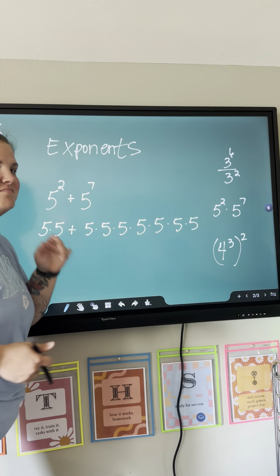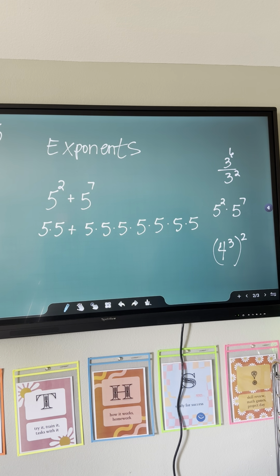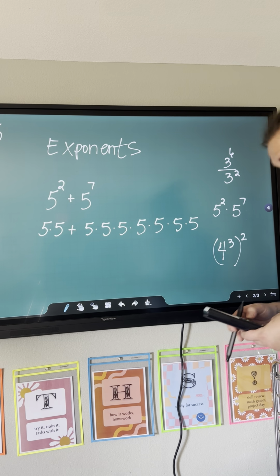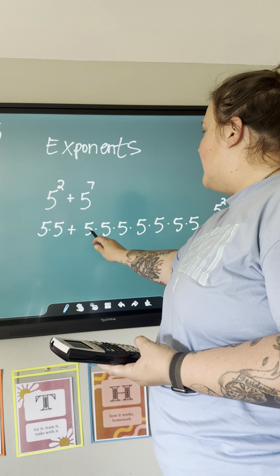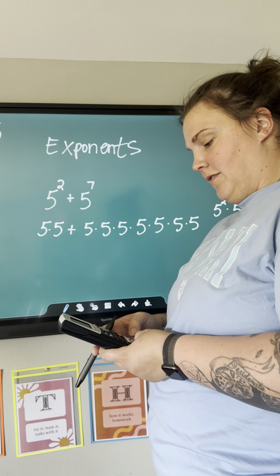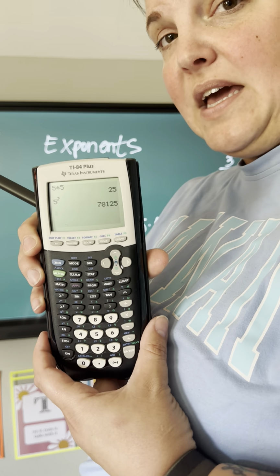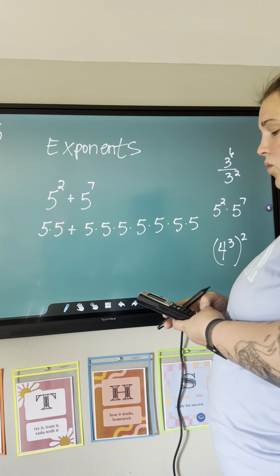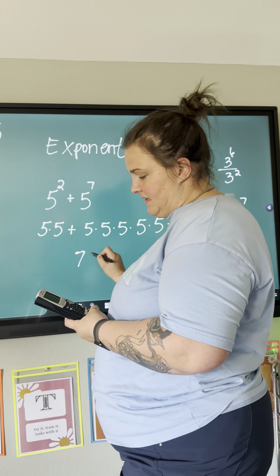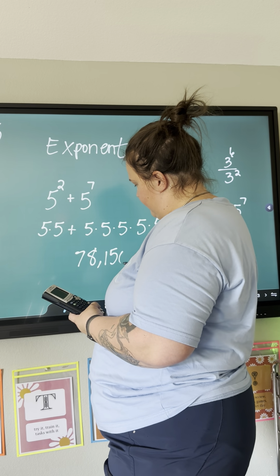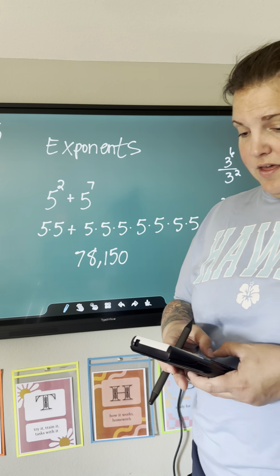Well, let's find out. I'm going to go grab the calculator and prove it to you, because who wants to do that many multiplications? What is 5 times 5? 5 times 5 is 25. 5 times 5 times 5 times 5 times 5. 5 to the 7th is, yikes, okay, 78,125. If I add those together, it's 78,150. What is 5 to the 9th?